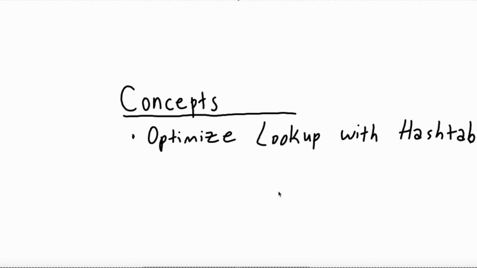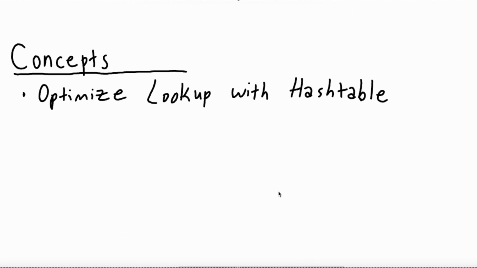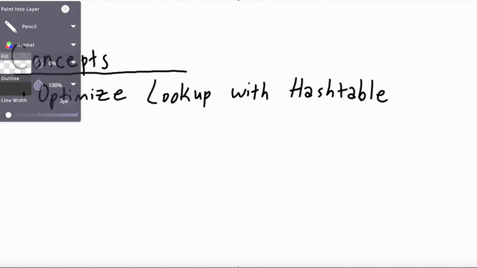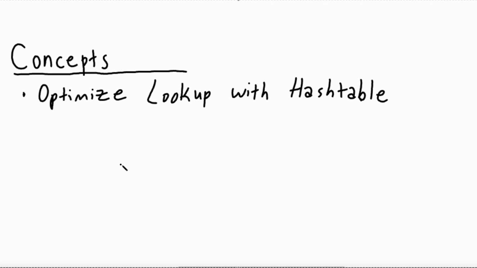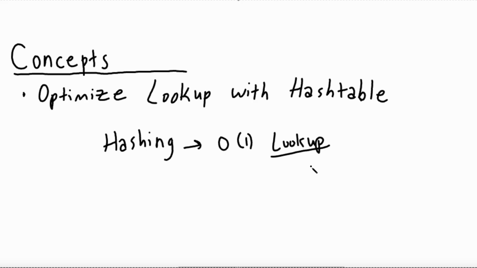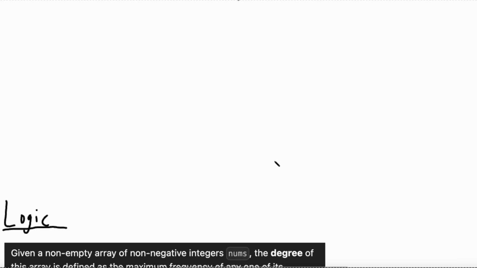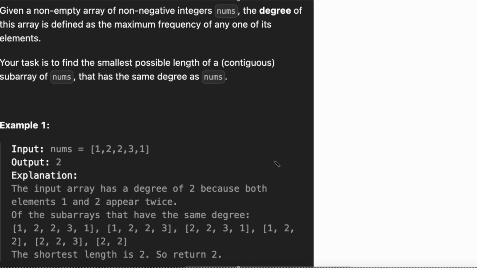Degree of an array. To solve this problem, we need to have an understanding of optimizing lookup, because this question is all about optimizing the lookup of the count and optimizing the lookup of the length of the subarray. So you always want to optimize lookup with hash tables. The point of hashing is so that you can have O(1) lookup. And O(1) lookup is very important, especially for questions like this where lookup is the operation that needs to be optimized. So with this understanding, let's try to apply it to this problem.